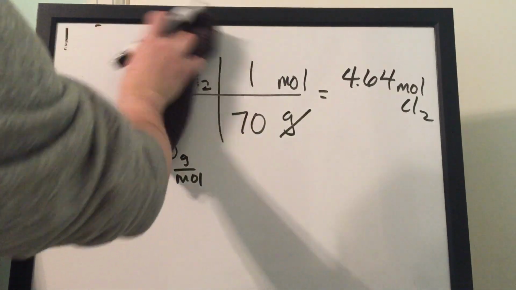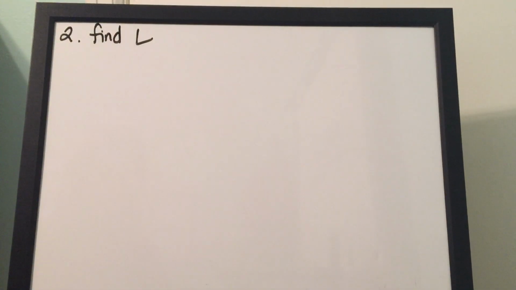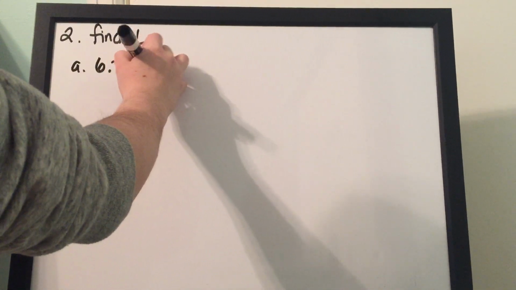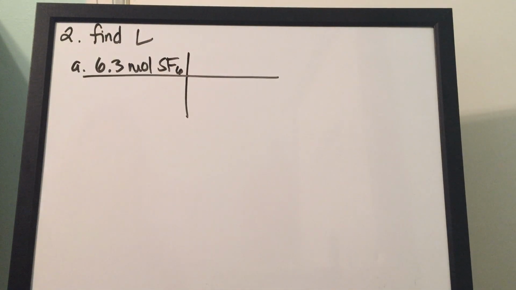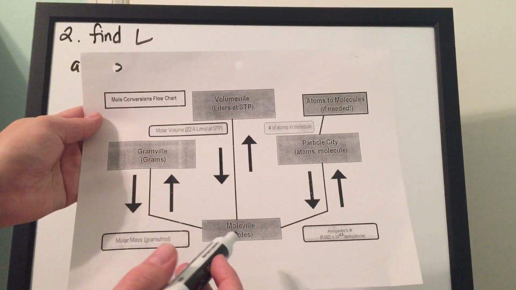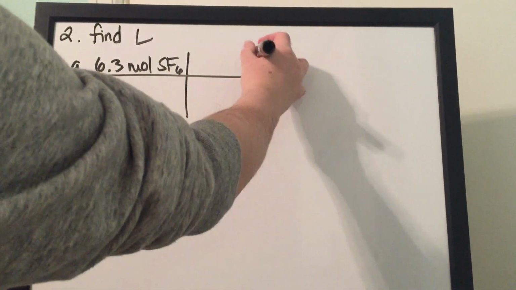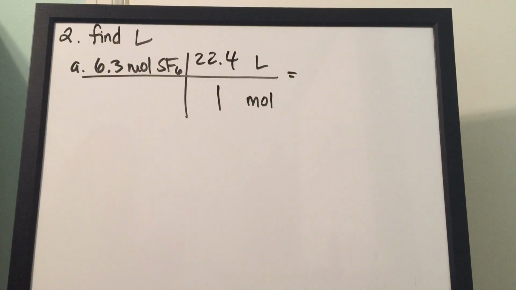All right, so the second set, they want us to convert all of these to liters at STP. So A, they give me 6.3 moles of SF6. So moles to liters on my map, that's moles to volume, and that's my molar volume that we just learned. Moles on the bottom, liters on the top. 1 mole, molar volume says 22.4 liters. In this case, it's multiplication.